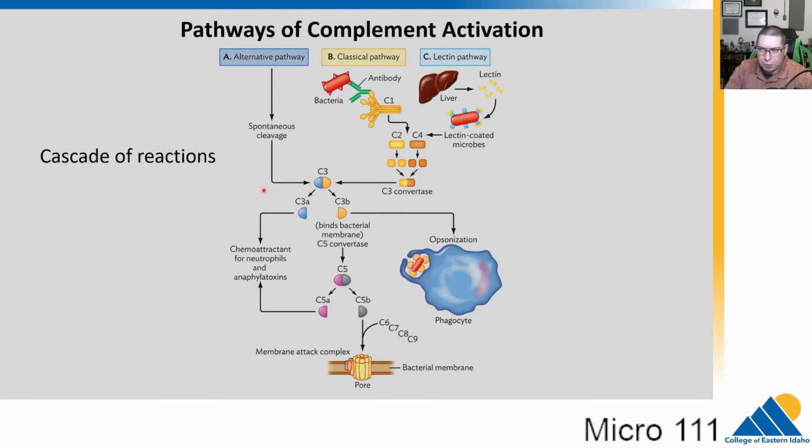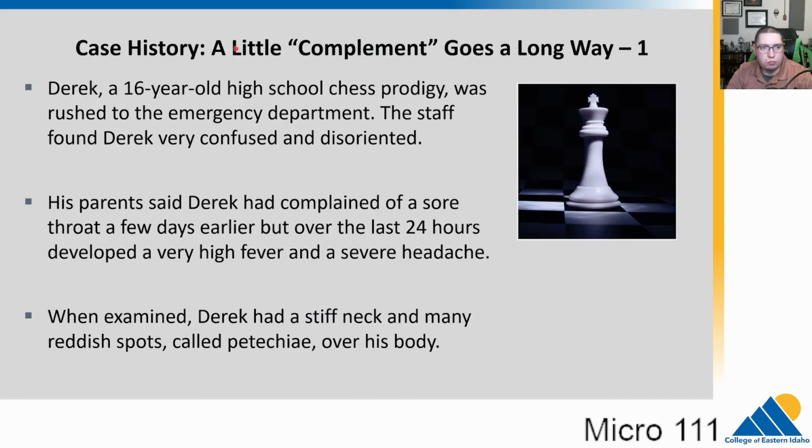They work at different speeds. The alternative is very quick, so it's activated mainly by the innate immune system. The classical can take time because the antibodies have to be made, and the lectin one is kind of intermediate. The alternative is majorly triggered by LPS, that part on the outside of gram-negative cells. That's something, right? But why does it matter?